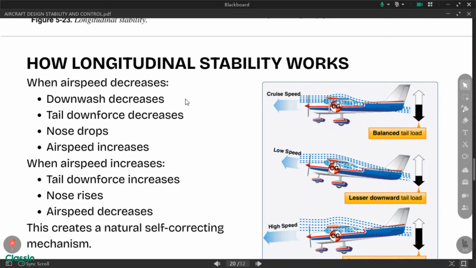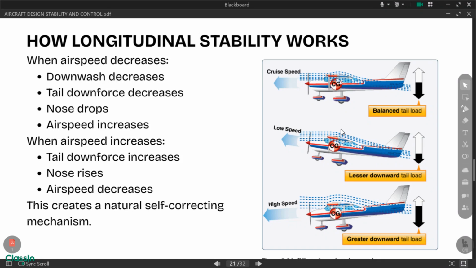Okay, how does longitudinal stability work? Pasok tayo sa physics dito, no? So, pag yung aircraft natin, it slows down, yung wing downwash natin, it decreases. And pag nag-decrease yung downwash natin, yung downward force natin sa horizontal stabilizer, it also decreases. Okay? So, yung nose heavy tendency natin sa harap, it becomes stronger kasi mas humina yung downward force natin sa likod. So, what would happen is the nose begins to drop.